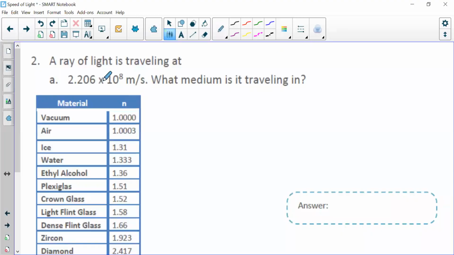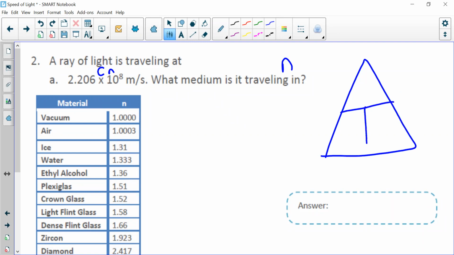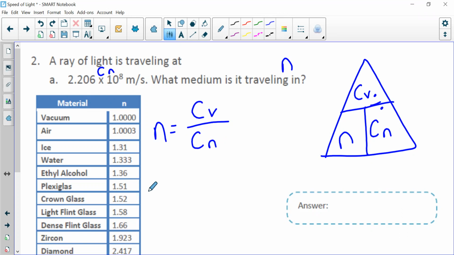So in this case, I have the speed of light traveling in the optical medium, and I'm solving for n. So this is Cn, and I'm solving for n. If we're doing it like a formula triangle, what does this mean? What am I doing with CV and Cn? Multiplying? They're top and bottom. Top and bottom will mean division. So I'm going to have CV over Cn.